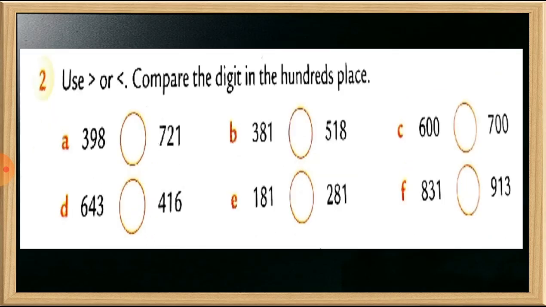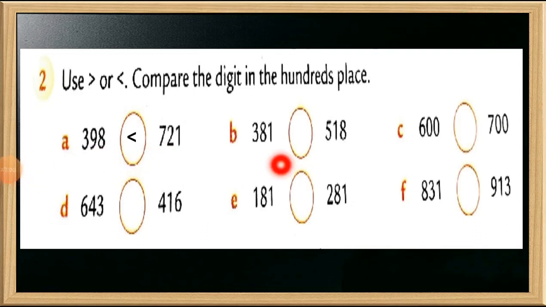Next one, exercise 4C, question number 2. Use these symbols, less than and greater than. Compare the digit in the hundreds place. We have to check the hundreds place. In the number A, here is the 3 and here is the 7. At the left side number 3 and right side number 7. So number 7 is a bigger number.